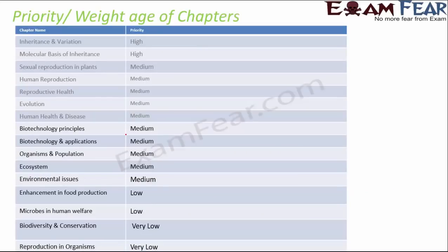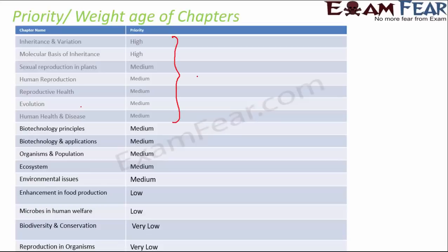So as we had discussed in our part 1 crash course video of biology, these are the priorities of the various chapters that you have in your class 12th biology syllabus. We had already covered the first 7 chapters in part 1.